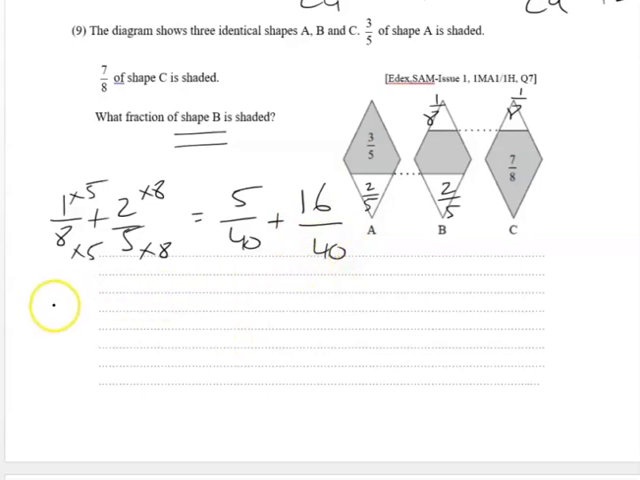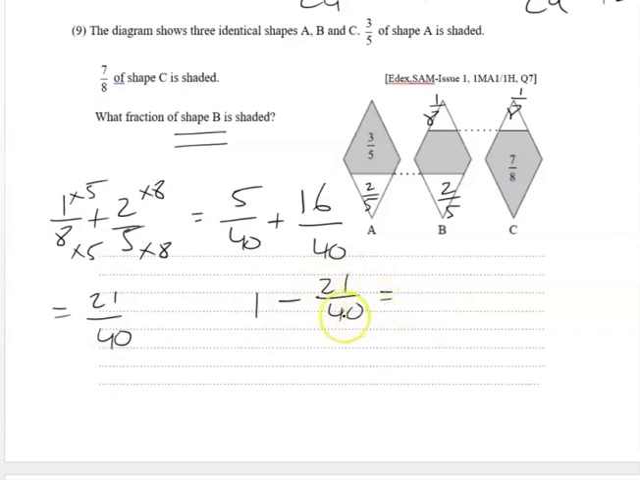Now once we add the fractions, we're going to get 21 over 40. Now 21 over 40 is unshaded, so we want to work out what fraction is shaded. Now all fractions of the same shape will always add up to 1. So if we had 1 over 8 and 2/5, when we add them up we got 21 over 40. But the shaded section, when it's added on, is going to give us 1 whole. So we're going to do 1 minus 21 over 40.